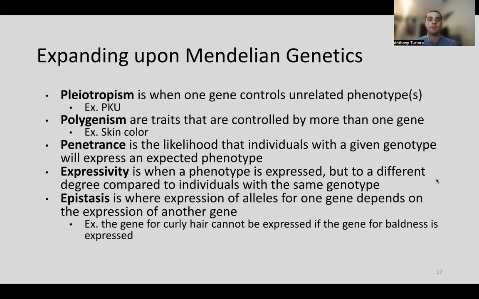Expressivity, it's important to differentiate expressivity and penetrance. So what expressivity is, it's when a phenotype is expressed, but to a different degree compared to individuals with the same genotype. Lastly, we have epistasis. This is where expression of alleles for one gene depends on the expression of another gene. So this could be curly hair not being expressed because the gene for baldness is also expressed.